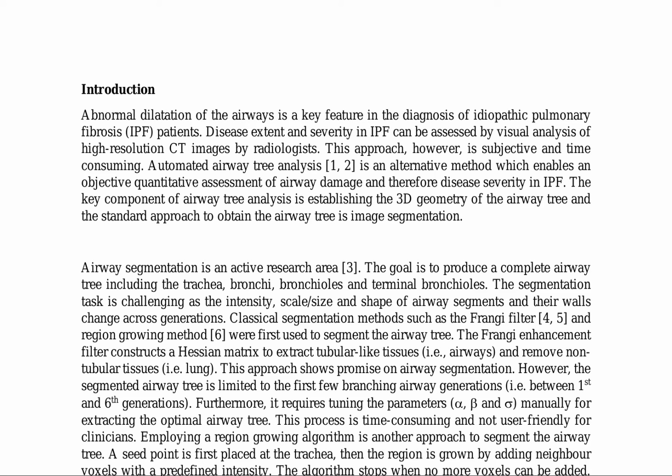This flexibility enables deployment on any 2D deep learning model, expanding its potential applications. Overall, the interpolation-split method has the potential to significantly improve airway segmentation performance, ultimately enhancing the diagnosis and characterization of chronic respiratory conditions. Abnormal dilatation of airways is a key feature in diagnosing idiopathic pulmonary fibrosis (IPF) patients.